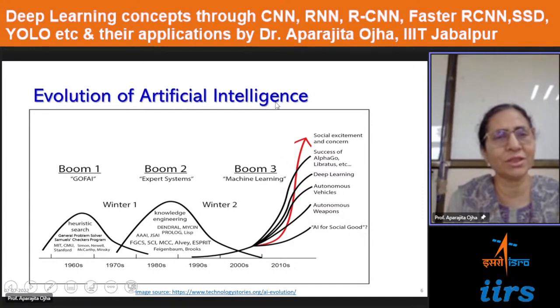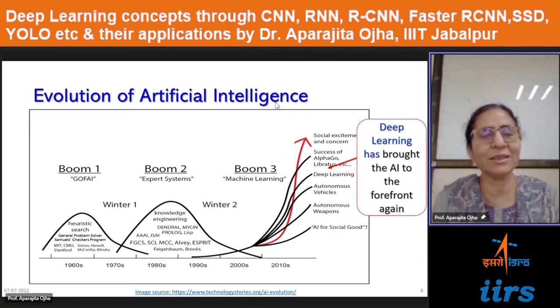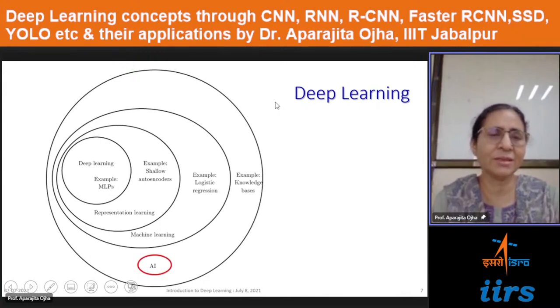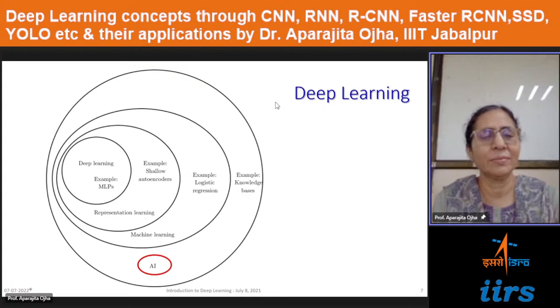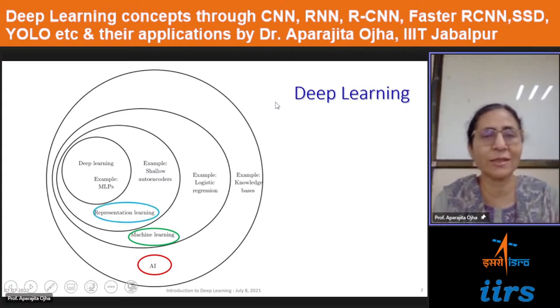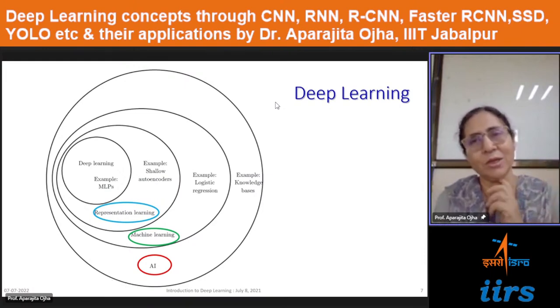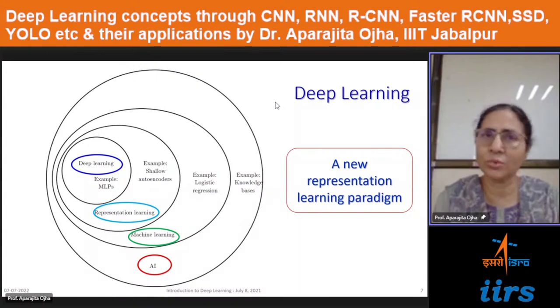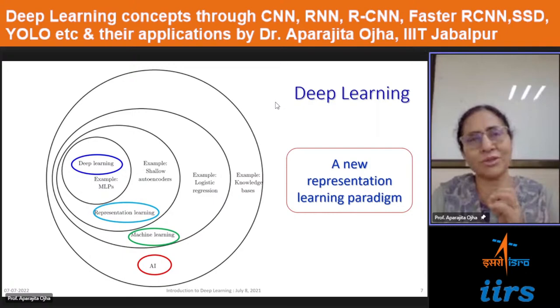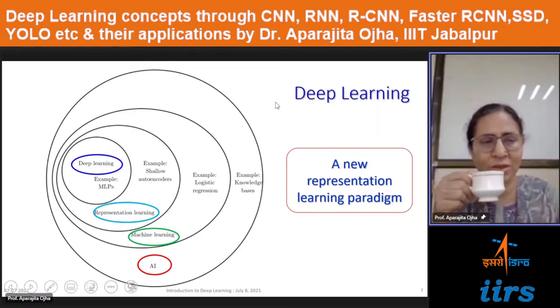If we look at the evolution of artificial intelligence, there have been a lot of booms and falls in the history of AI. But in recent times, it is deep learning that has brought AI into the forefront again. So what is deep learning then? Deep learning is a special kind of AI model. It is a type of machine learning model, specifically one that has a representation learning mechanism. So deep learning is basically a new representation learning paradigm that automatically learns features or patterns from the given data and makes decisions or predictions. That is what deep learning is in short.